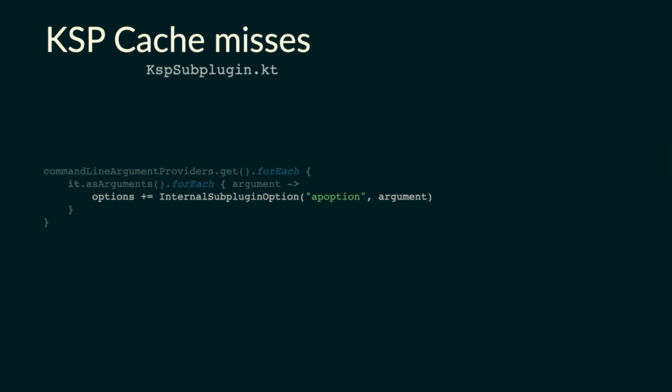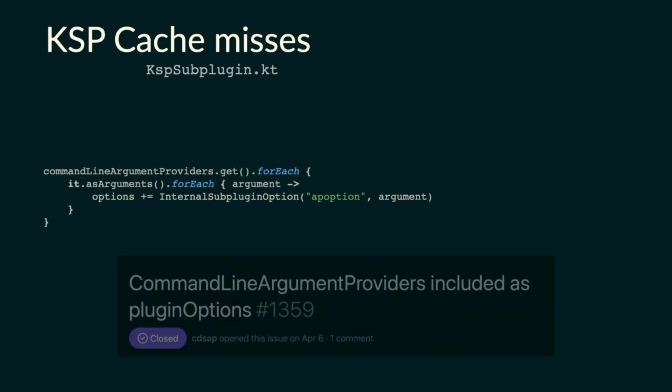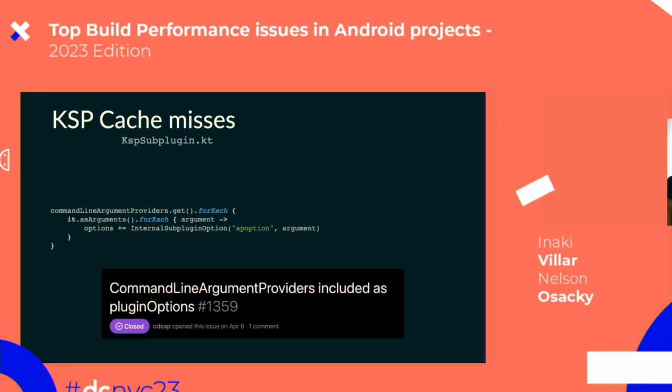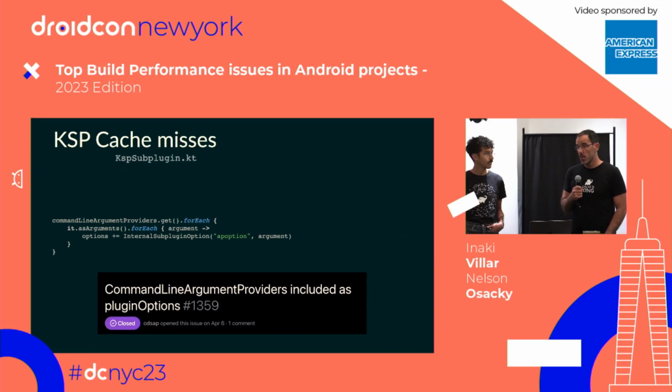So the solution was finally to change the sub-plugin option to an internal option. We provided the PR, it's merged, and we don't have any glory because this was merged before the Dagger Hilt announcement, so enjoy your KSP hits with Dagger. But that's something that we fixed thanks to the extreme collaboration with Google and the KSP team and us, right?